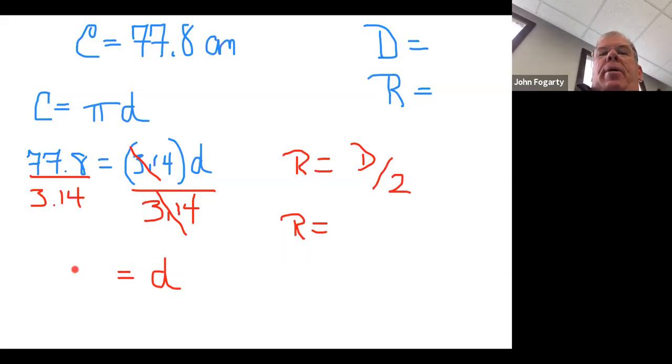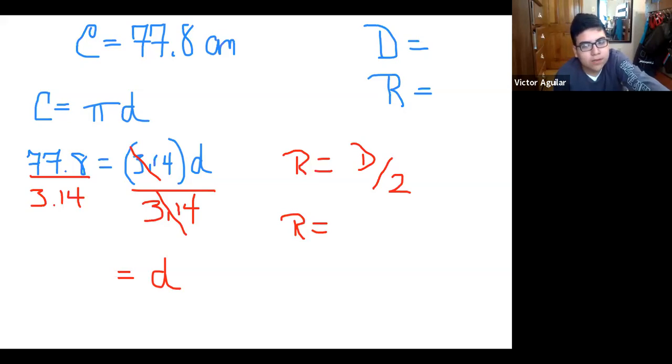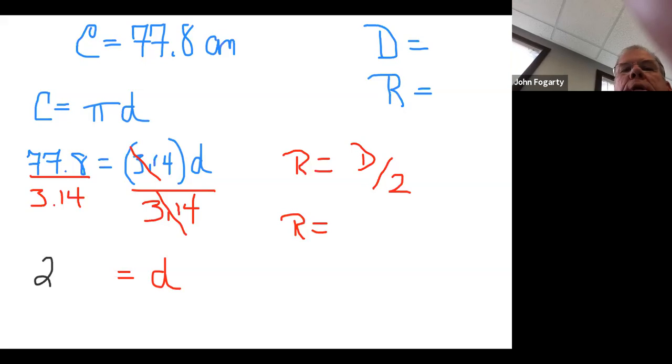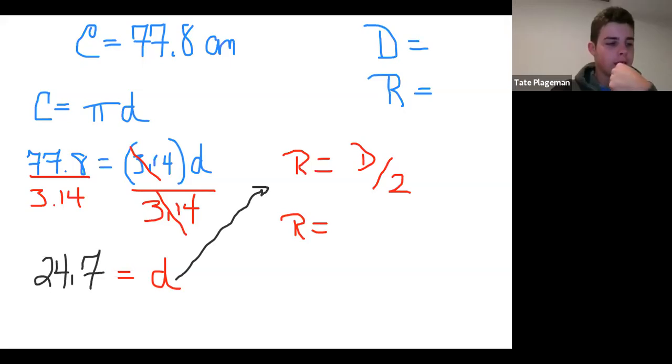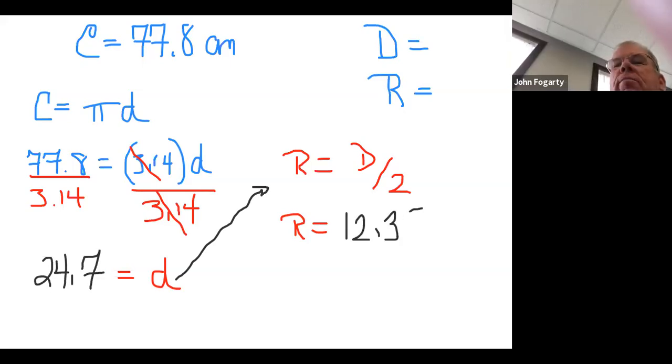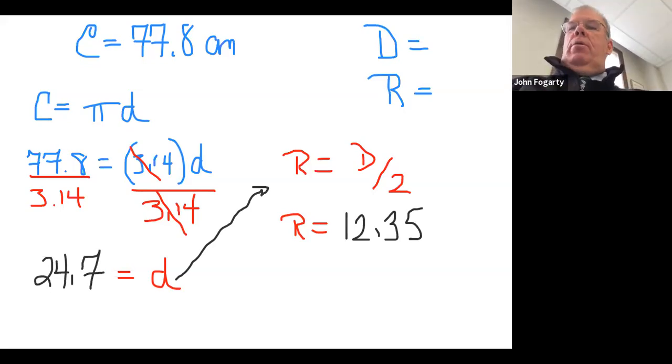Anybody come up with a diameter yet? 24.7. Is that what it is? Yeah, that's what I got. 24.7. All righty. So if my diameter, gentlemen, is 24.7, what's my radius? 12.35. Very good. Does that make sense to you guys? Yes? Are we good? Yes.